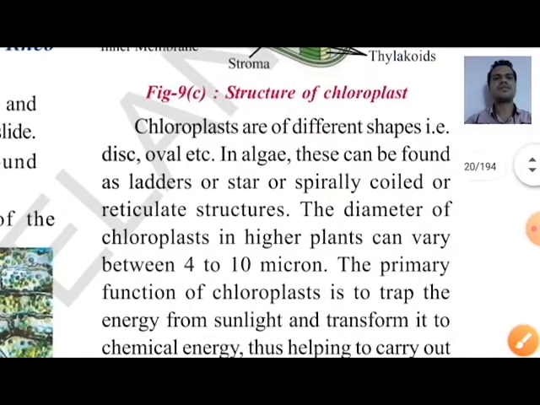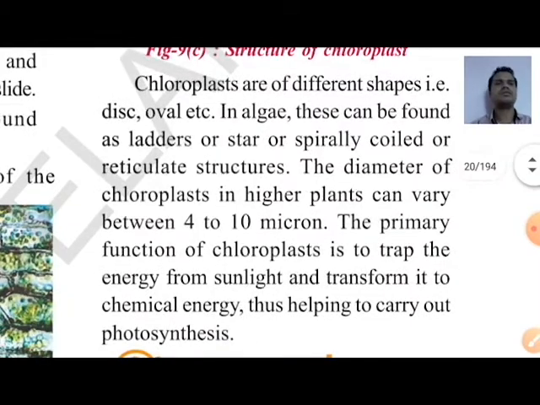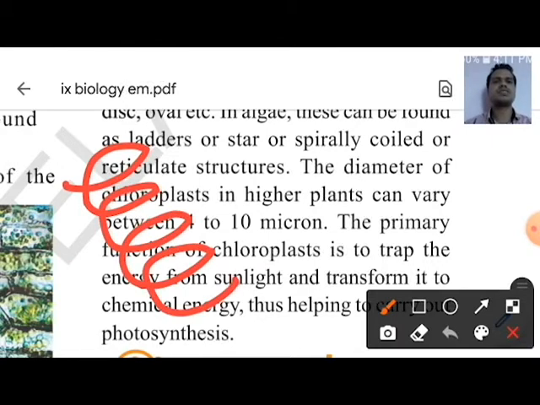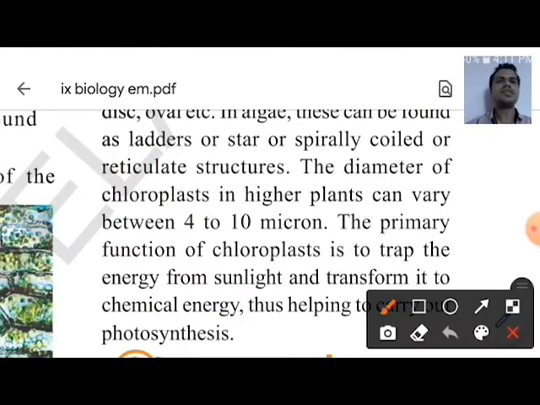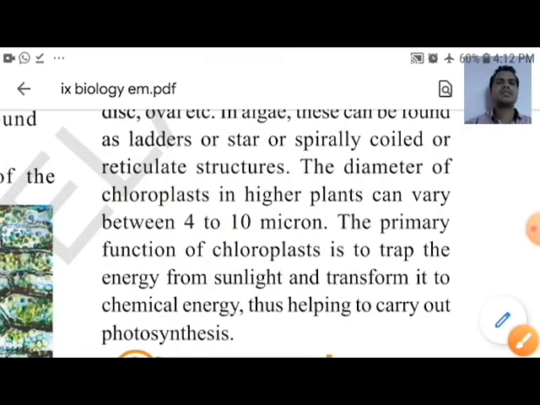Chloroplasts have different shapes. They are either disc shaped or otherwise oval in shape. In algae, these can sometimes be found like ladders, stars, or spirally coiled or reticulate structures. Now, what is the meaning of spirally coiled? Spirally coiled are nothing but like this, spirally coiled. And now, what is the meaning of reticulate structures? They are like this, reticulate structures. Now the diameter of chloroplast in the higher plants can differ from 4 to 10 microns.